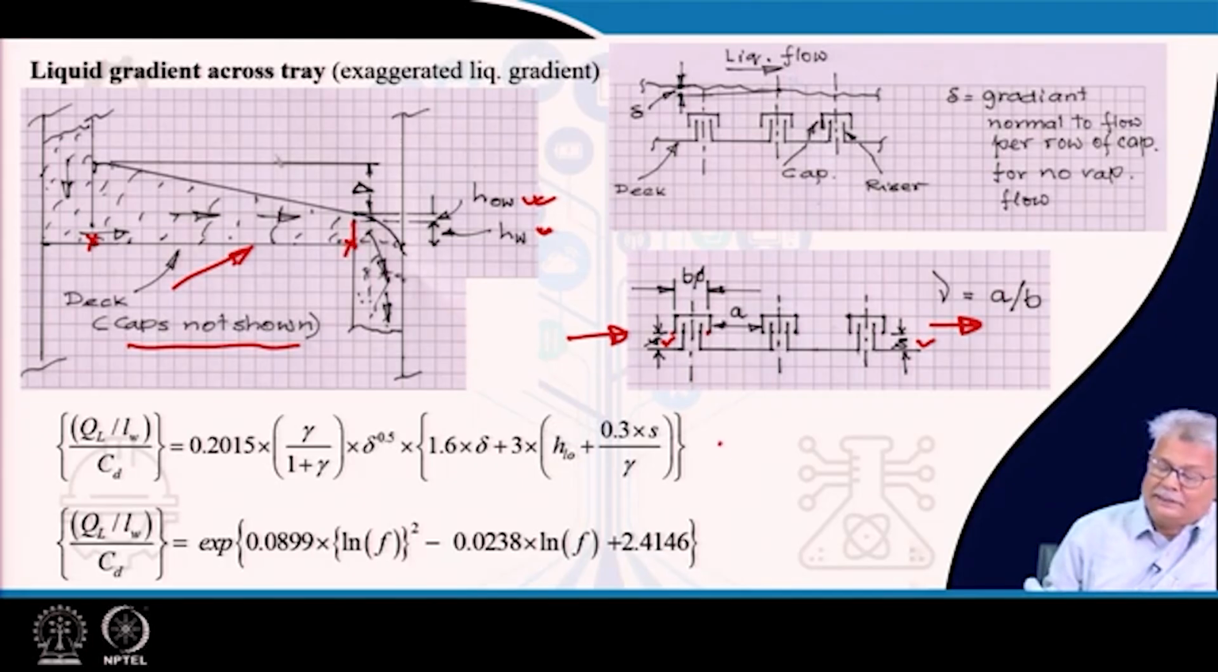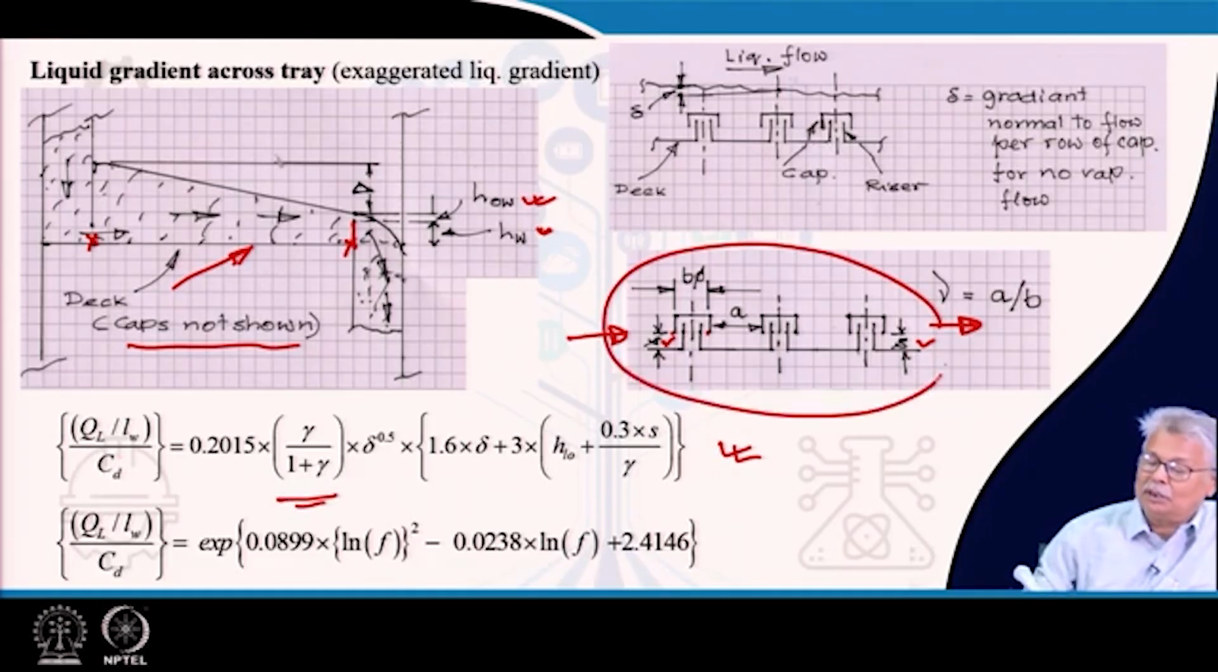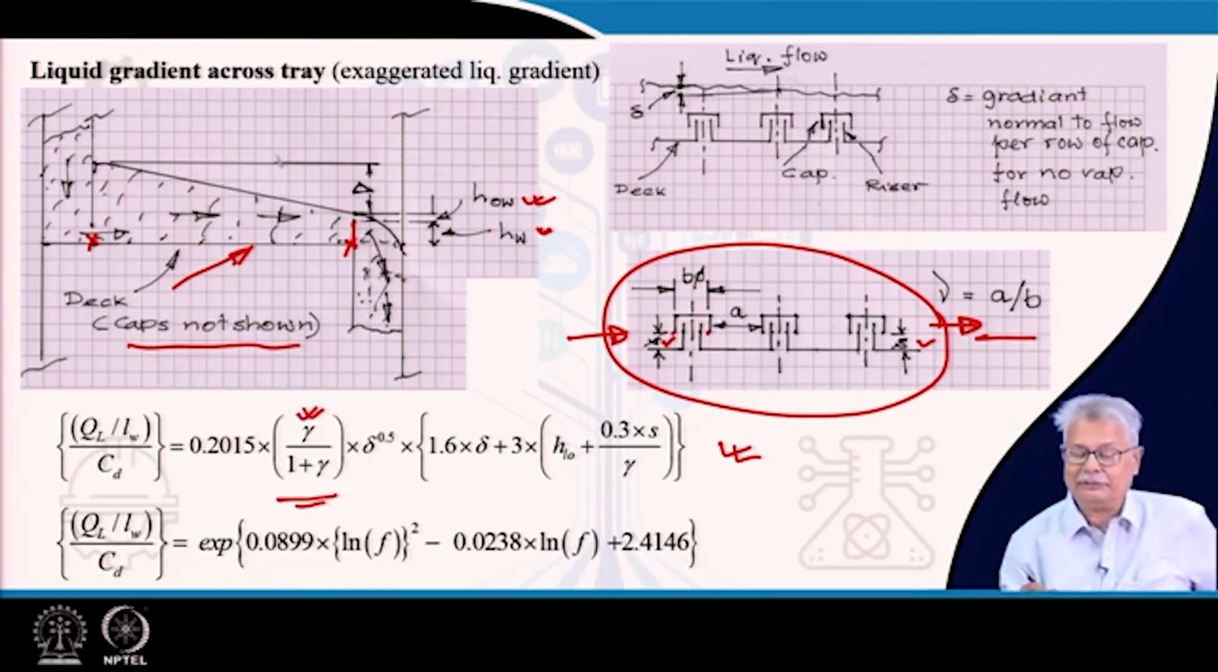So, the basic equation here is: QL is the flow of liquid, LW is the length of the weir, CD is a coefficient very much similar to the coefficient of discharge. It is basically a frictional coefficient related to this particular geometry, which is defined by the term gamma equal to A upon B. So, here you have a gamma term. Delta is basically the difference of level.